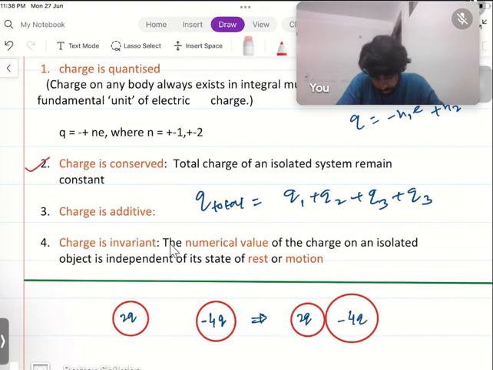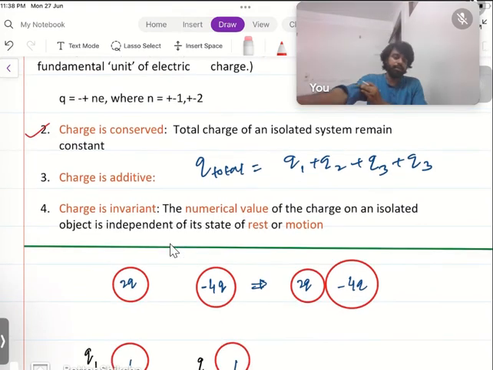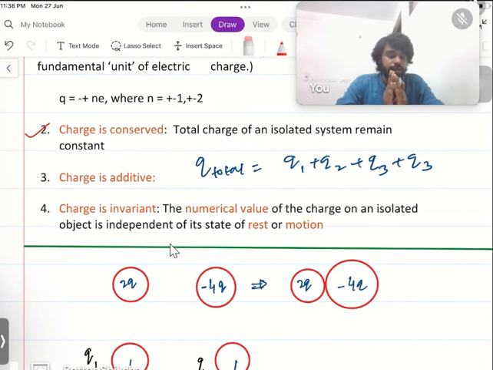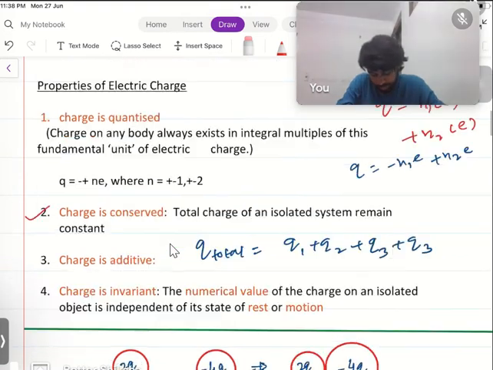Now, the fourth property is that charge is invariant. Let's say you have a body that contains a charge, and that body is either at rest or in motion. The numerical value of that charge will not change depending upon the state of the body. So the numerical value of the charge on an isolated system or object is independent of its state or motion. So these are the four basic properties of electric charges.